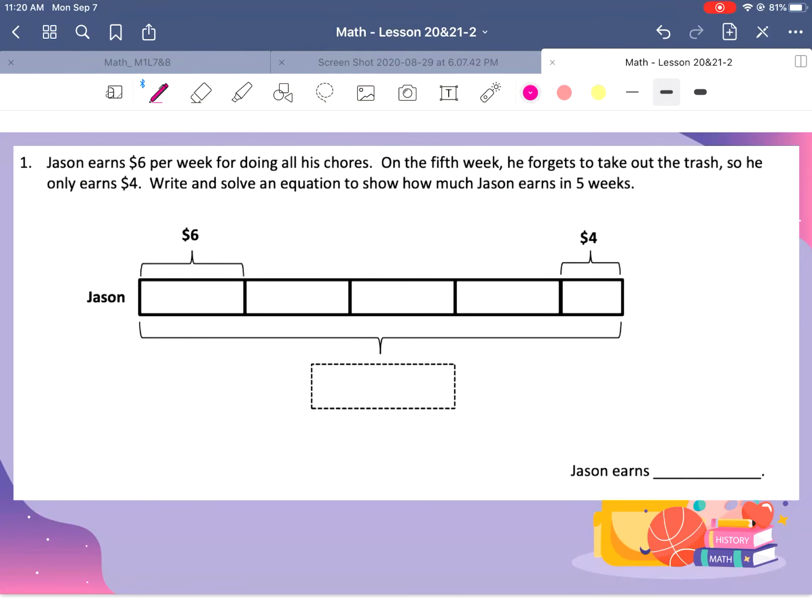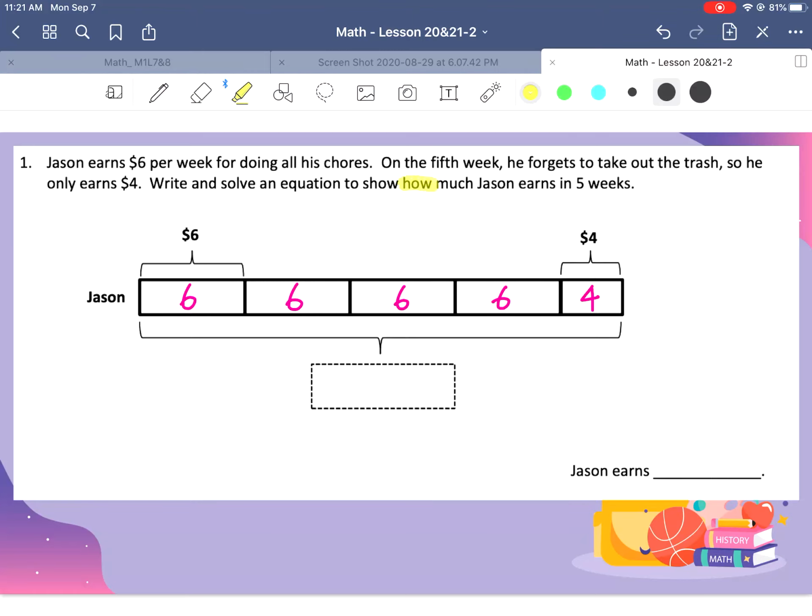Jason earns $6 per week for doing all his chores. On the 5th week, he forgets to take out the trash, so he only earns $4. Write and solve an equation to show how much Jason earns in 5 weeks. So on the first week, he earned $6. And on the second week, he also earned $6. He got the same amount for the 3rd and 4th, but just on the 5th week, he got $4.